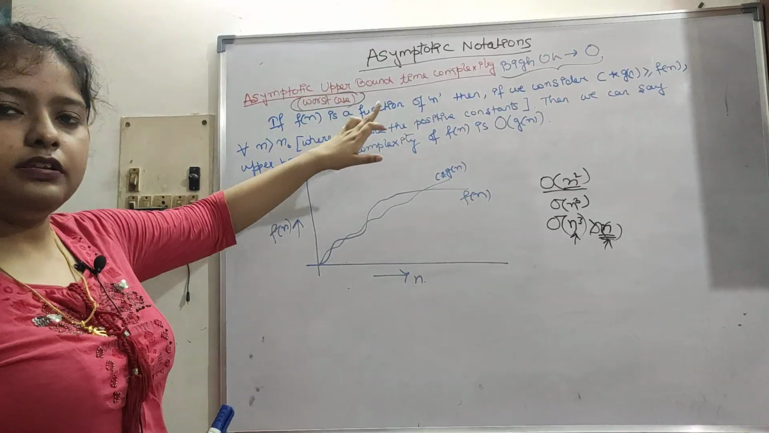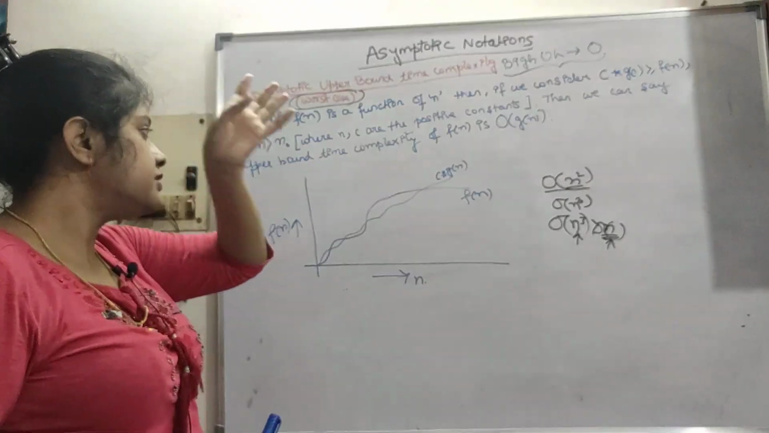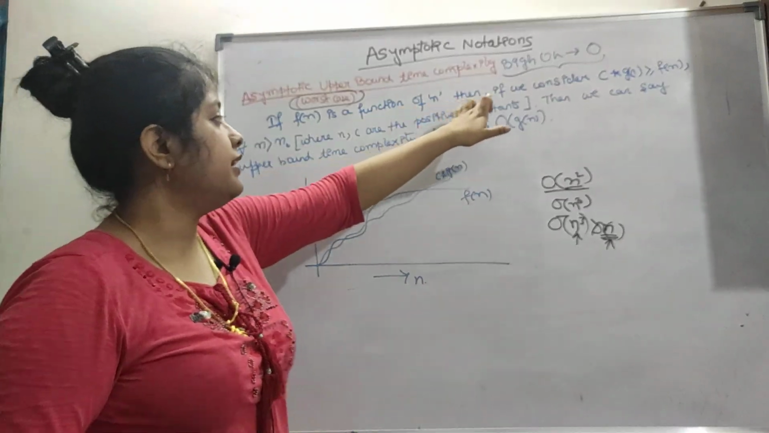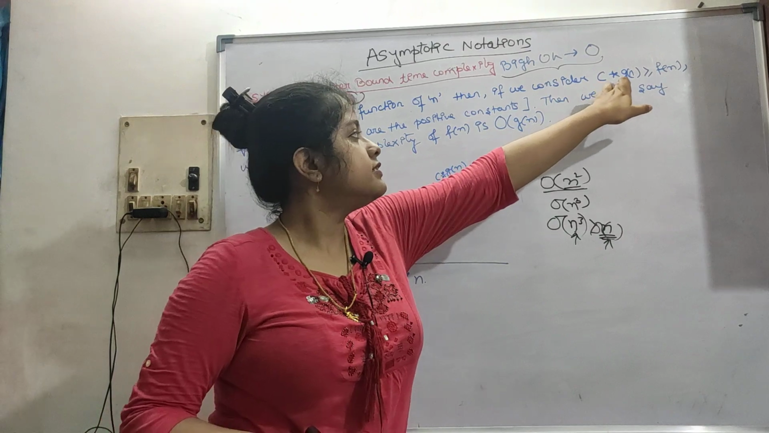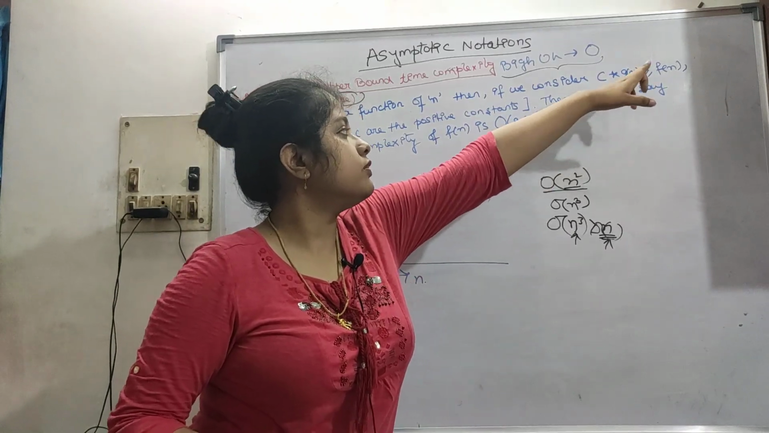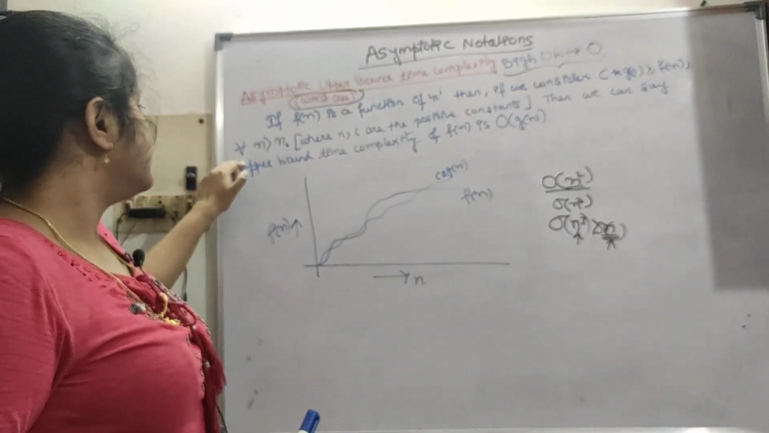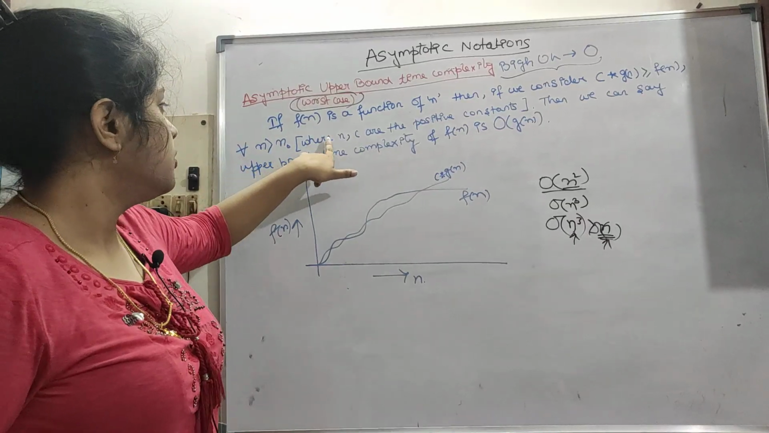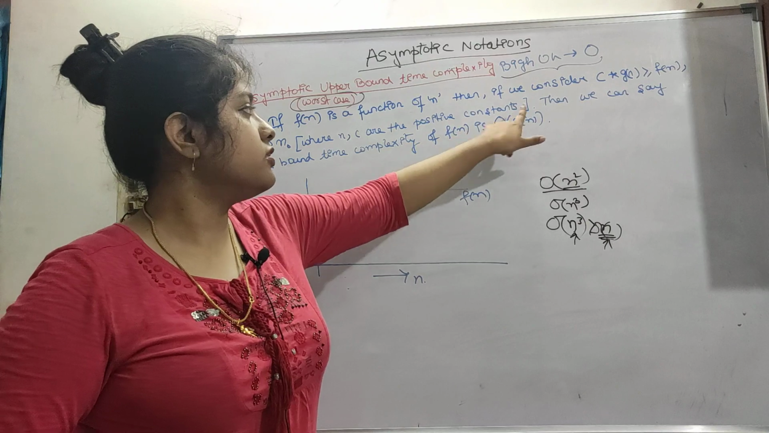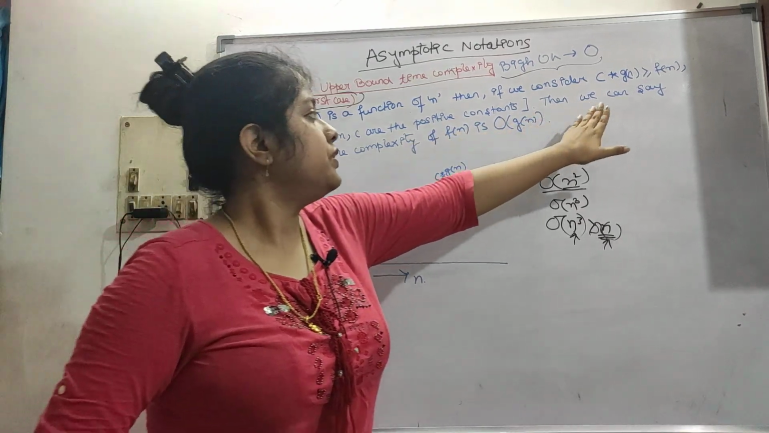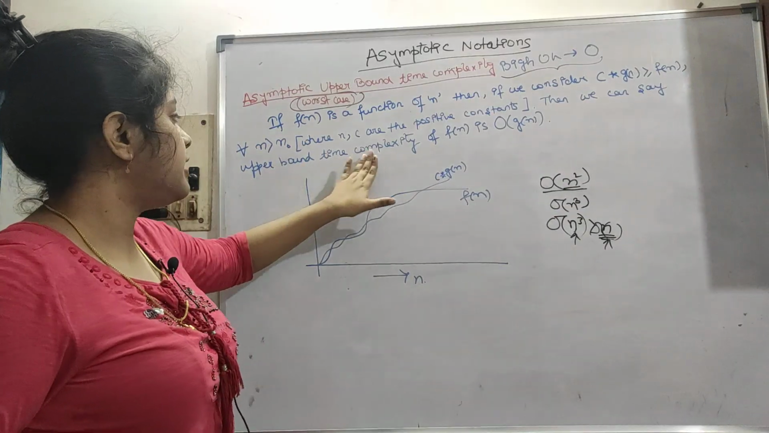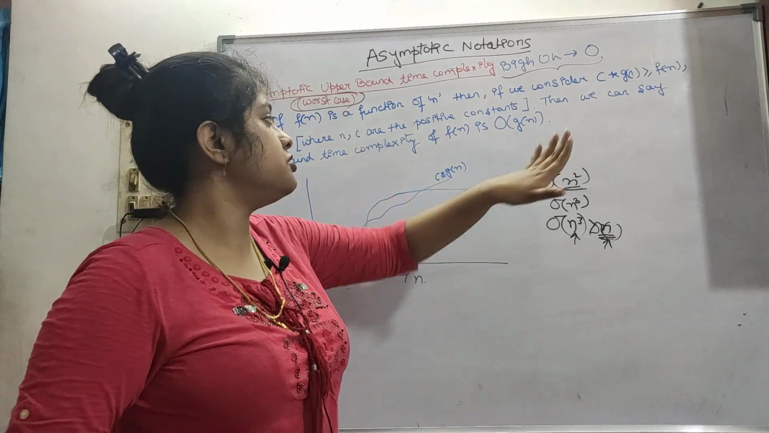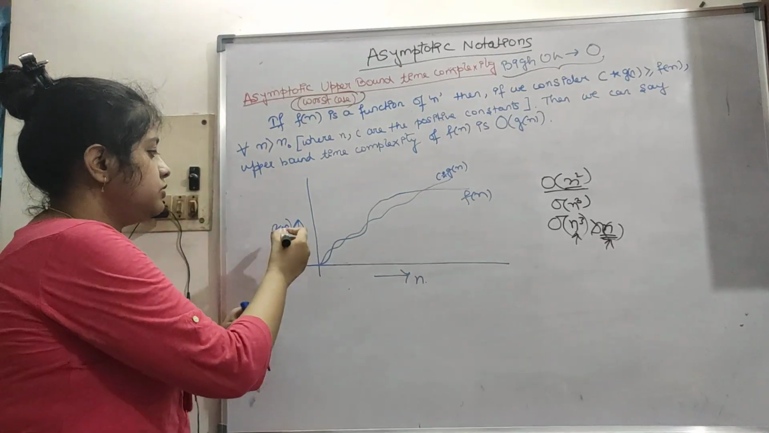If f(n) is any function of n, and if c times g(n) is greater than or equal to f(n) for all n greater than n0, where n0 and c are positive constants, then we can say the upper bound time complexity of f(n) is order of g(n). So now come to this graph here.